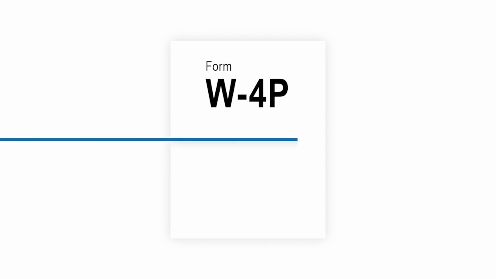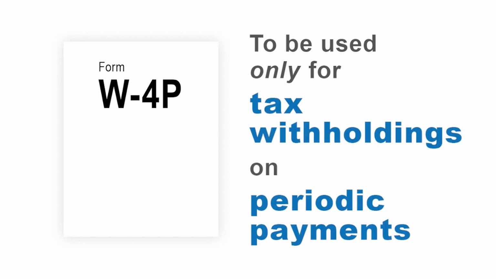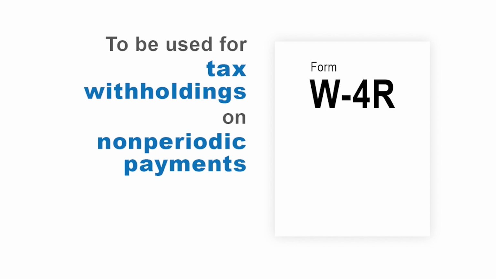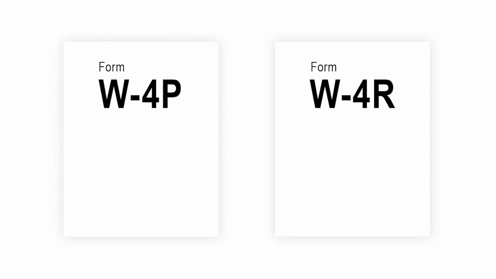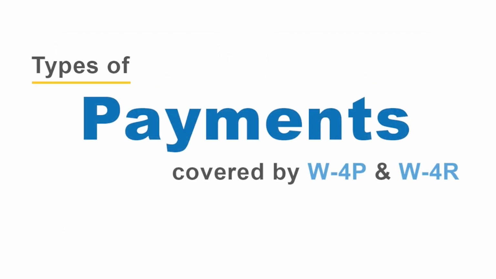In 2022, the IRS released two forms that effectively split the old W4P federal tax form in two. The revised form W4P is now to be used only for tax withholdings on periodic payments. The new form W4R is to be used for tax withholdings on non-periodic payments, eligible rollover distributions, and the 5-year designated period annuity option. The goal of this change is to provide for more accurate federal income tax withholding. Let's take a closer look at the types of payments covered by each of these two forms.